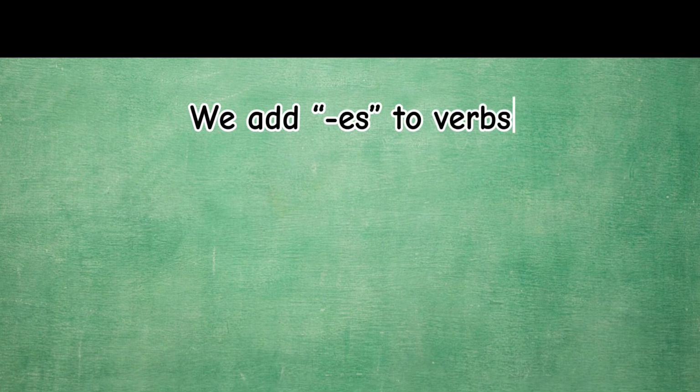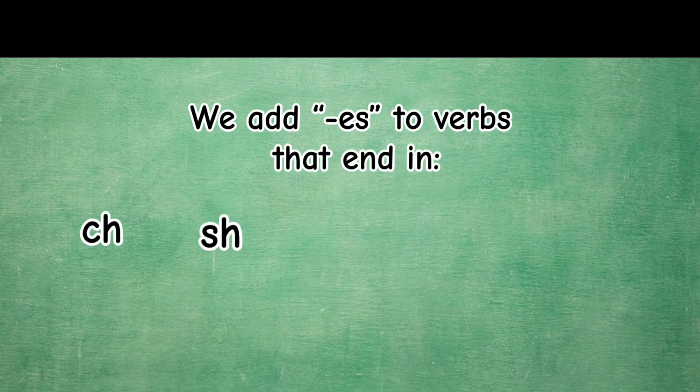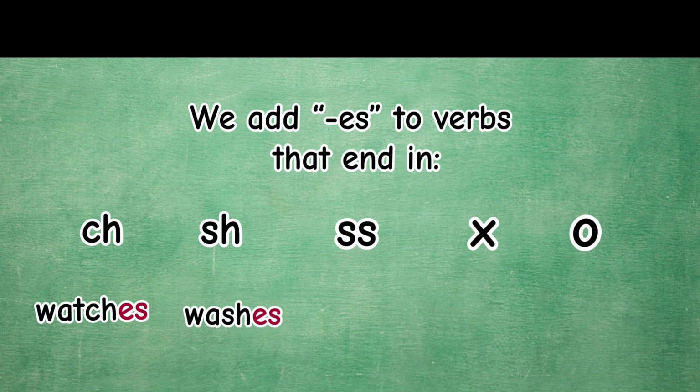But when do we add es instead of s? Whenever we have a verb ending in ch, sh, ss, or x or o, like watches, washes, passes, fixes, goes. The reason for this is that if we added only s, the pronunciation would be extremely difficult.